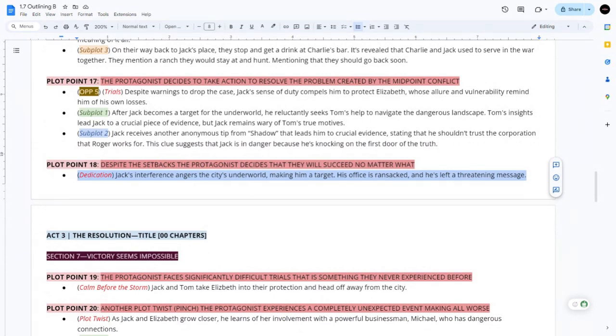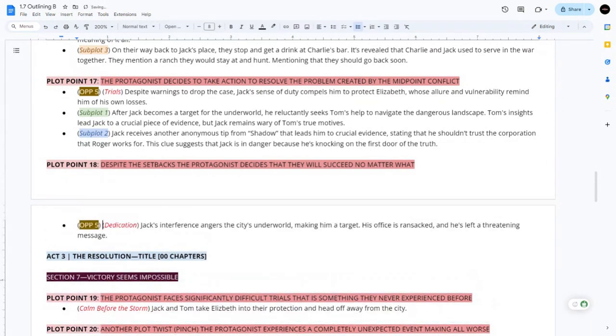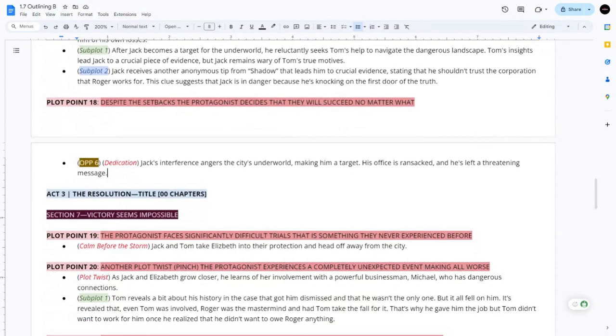So we have to figure out the sixth original plot point, which was Jack's interference angers the city's underworld, making him a target. His office is ransacked, which is this, right? Now, if you notice, some of the plot points are right next to each other and some of them aren't. And that's the power of being a writer. You have to make sense of it. So this is a setback, right? And he decides he's going to keep going, which makes sense with this original plot point, which means we should talk about plot point 7.